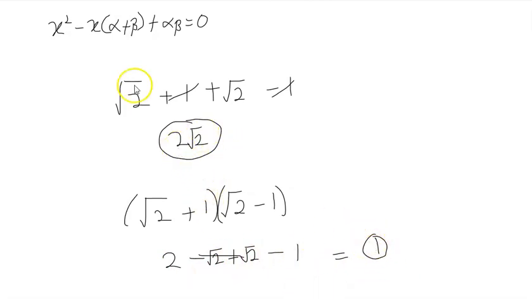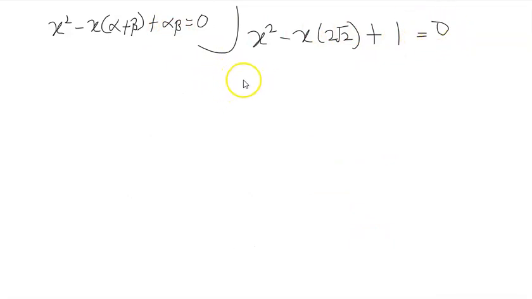So remember, this is the sum and this is the product. If we wanted to write this out, we will have x squared minus x, in brackets, multiplied by the sum of our roots, which is 2 root 2, plus 1, which is the product of our roots, equal to 0. If we wanted to write this properly, we would write x squared minus 2 root 2 x, so we're just multiplying this by this. That's all we're doing. Then plus 1 equal to 0. So that's how you solve questions like this.